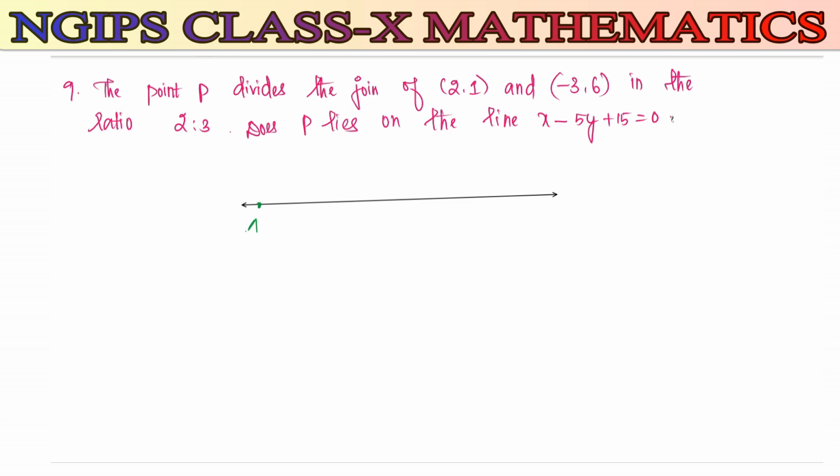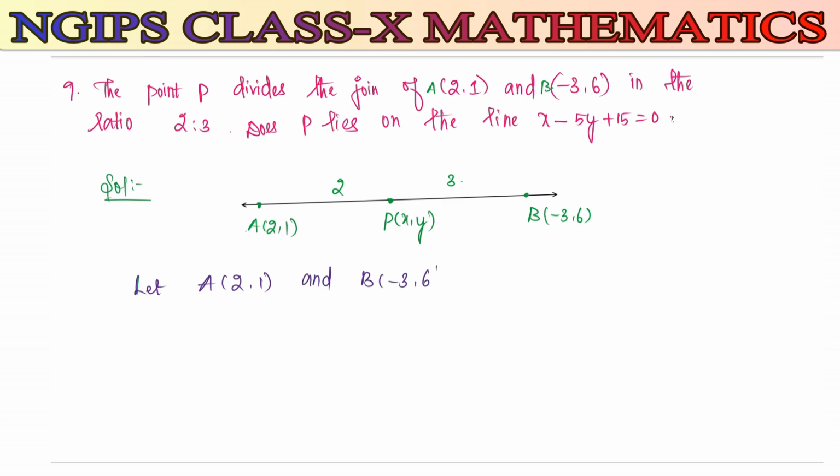I am going to consider it as A, 2 comma 1. And this is the second point, B, minus 3 comma 6. Now P is a point which divides the join of A and B. So I am going to write here the point P. The point P we don't know, so we can take it as x comma y. This particular point divides the line joining AB in the ratio 2:3. So here I can take a 2 and this is going to be 3. Let me write the given conditions. Let A be 2 comma 1 and B be minus 3 comma 6.